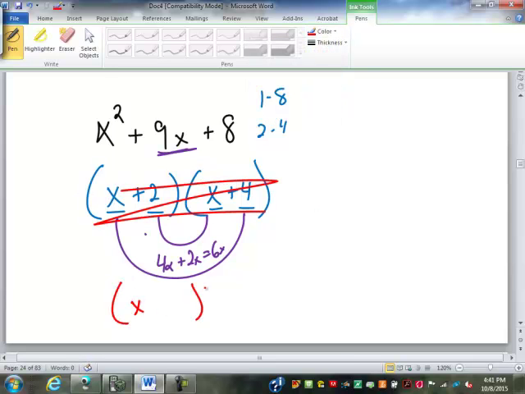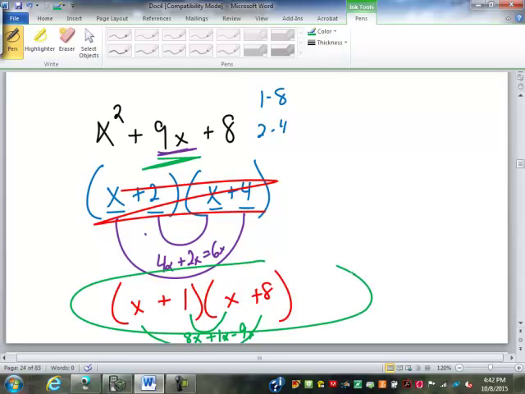We've got x and x. And let's do the plus 1 and plus 8. So now on the outside, x times 8 is 8x. 1 times x, 1x. That combines to make 9x. Is that what we want? Yes, it is. Perfect. So x squared plus 9x plus 8 is equal to x plus 1 times x plus 8.